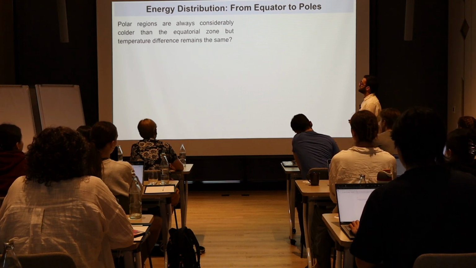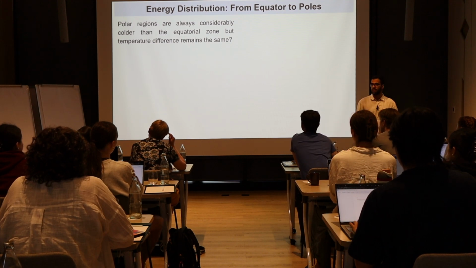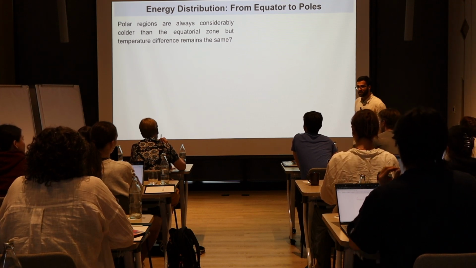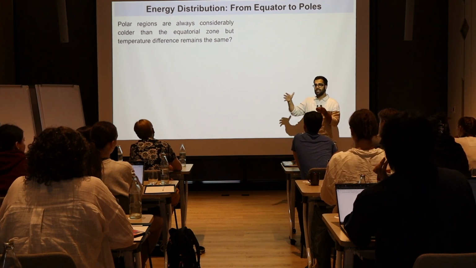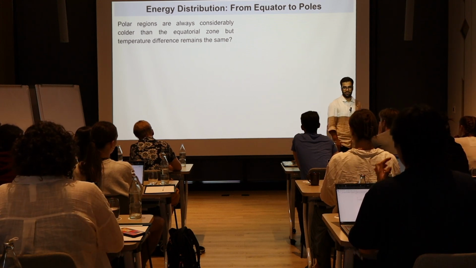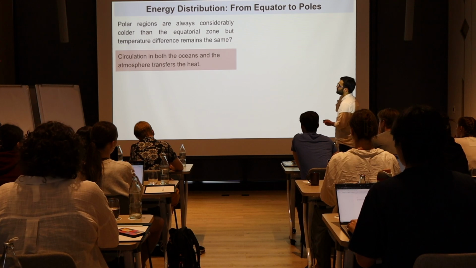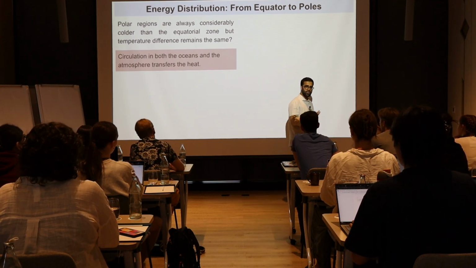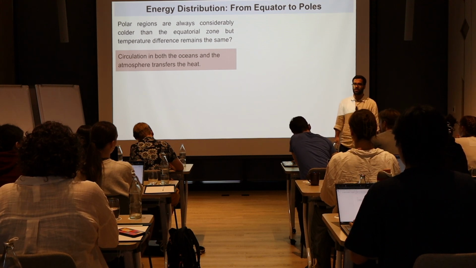Okay. The polar region is always considered colder than the equatorial zone, but the temperature difference remains the same. Even though we are receiving a lot of solar radiation over the tropical regions, or at the equator, compared to the poles, the temperature difference has not been changing much over the years. Why is that? Because there is a dissipation of energy through the circulation of oceans as well as the atmosphere. So the atmosphere as well as the oceans help us dissipate that energy from the equator toward the poles.